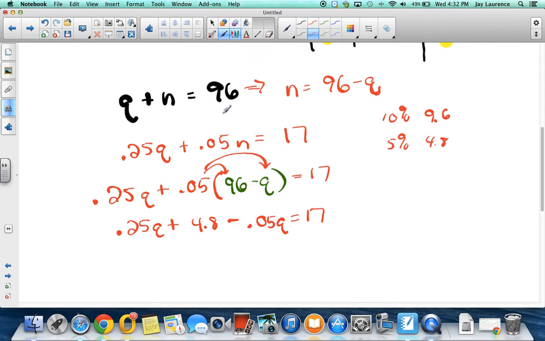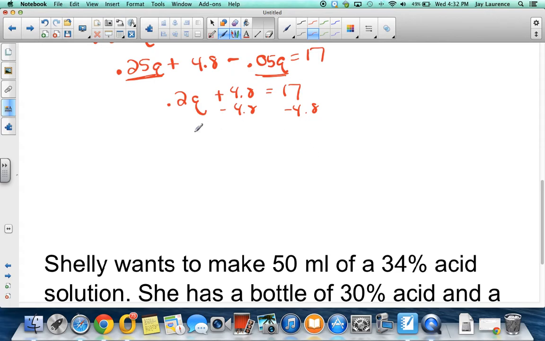Okay, so now I'm going to combine like terms. I've got Q terms here and here. And when I combine those, I'm going to get 0.20Q plus 4 8/10, and that's going to equal 17. And I'm going to subtract 4 8/10 from both sides. Now, work smart, not hard here. 17 minus 4 would be 13, but I'm taking more than that away, so it's going to be 12, and make a whole.